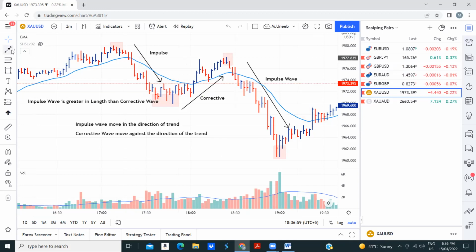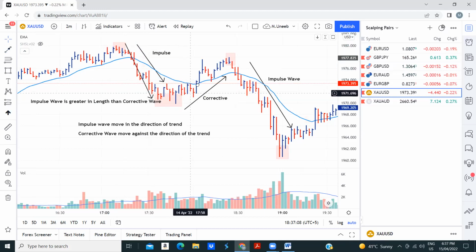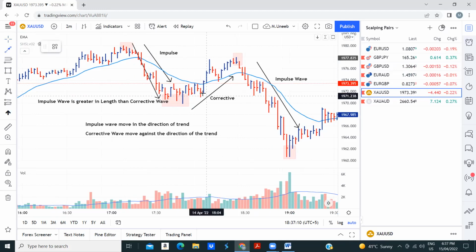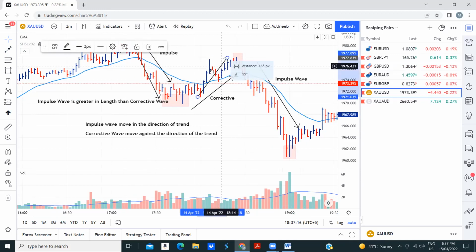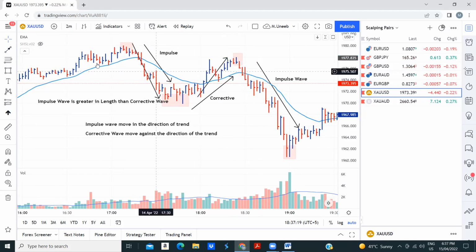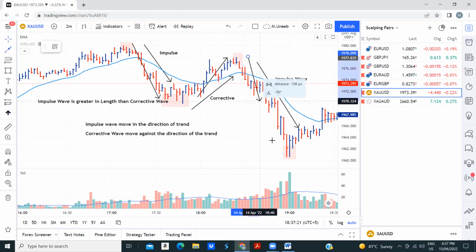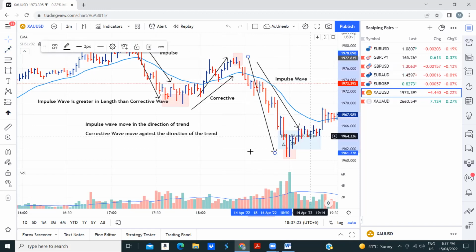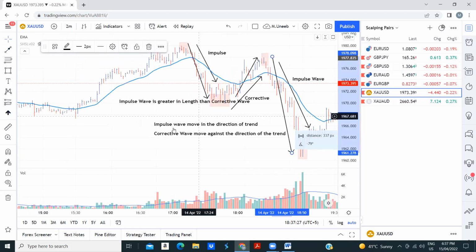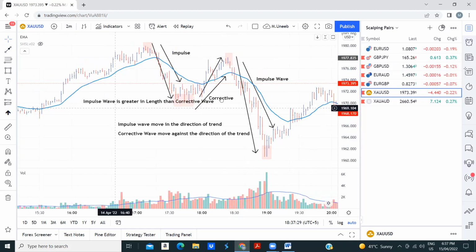For example, if we measure the length, if I measure the length here, the distance here was 208 points. And if I measure the distance of this one, it was 165 points. Can you see? If I go down, you see the distance here, 342 points. So the impulse wave is greater in length than the corrective wave.